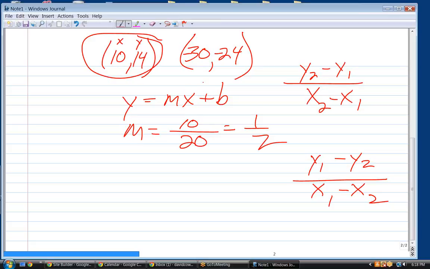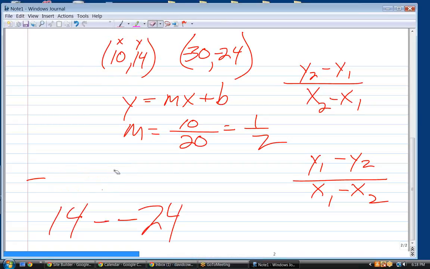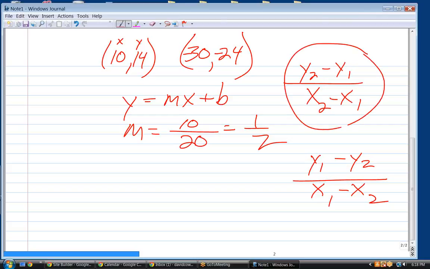Now, is it easier to take negative 24 minus 14? Or is it easier to take 14 minus negative 24? Occasionally, depending on where the points are, it's going to make more sense to do one or the other. The only thing you have to remember is don't mix them up. Don't do y sub 2 minus y sub 1 and then x sub 1 minus x sub 2. You'll get the same slope, you'll just get the wrong sign on it. So either of these is okay.